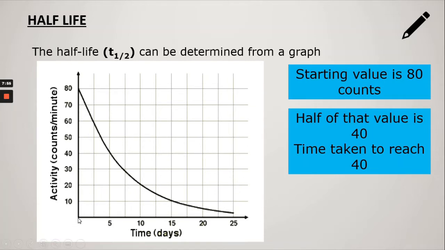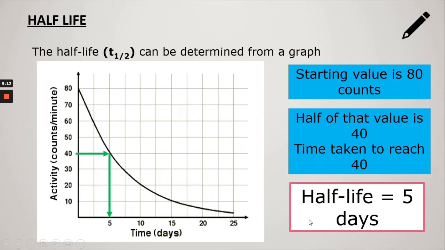So 80 is at time 0 on this graph. If we go down to 40 and find the point at which this line, which is showing the activity, reaches an activity of 40, and then look down to the time at which that occurs, we can work out that the half-life of this sample is 5 days.